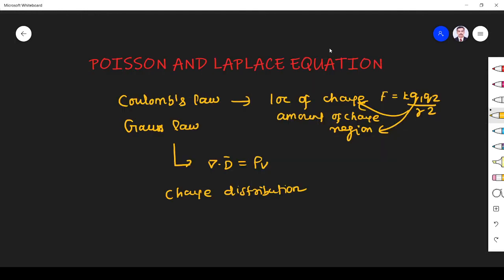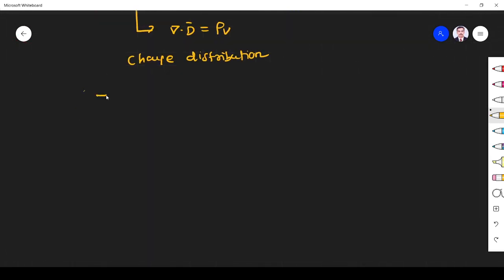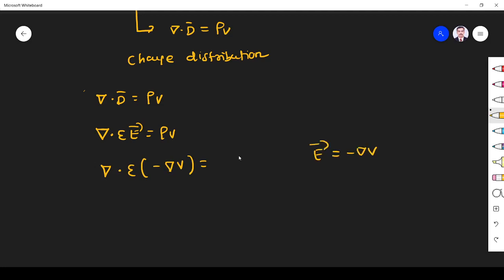Fine. Okay. Let us start with Gauss law. That is the starting point. We know that Gauss law is given by del dot D is equal to rho V. We know D is equal to epsilon E. So substitute D is equal to epsilon E, and it will become like this. And we know the relationship between E and V, because E is equal to minus del V. So that will become rho V, right?